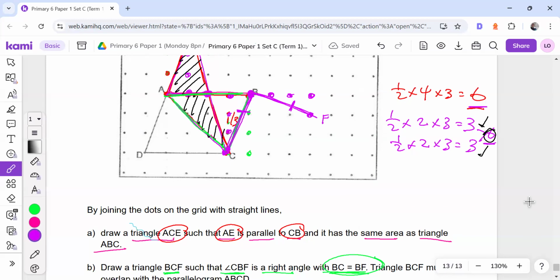So when you draw something, you cannot anyhow draw. You have to make sure you fulfill what the question says. BC is equal to BF. Isn't that your two sides? They are equal. Then you join. And is this triangle a right angle triangle? Yes, it will be a right angle triangle, because you count the dots. When you count the dots, you will have two sides that are equal. You will also form a right angle between the two lines.